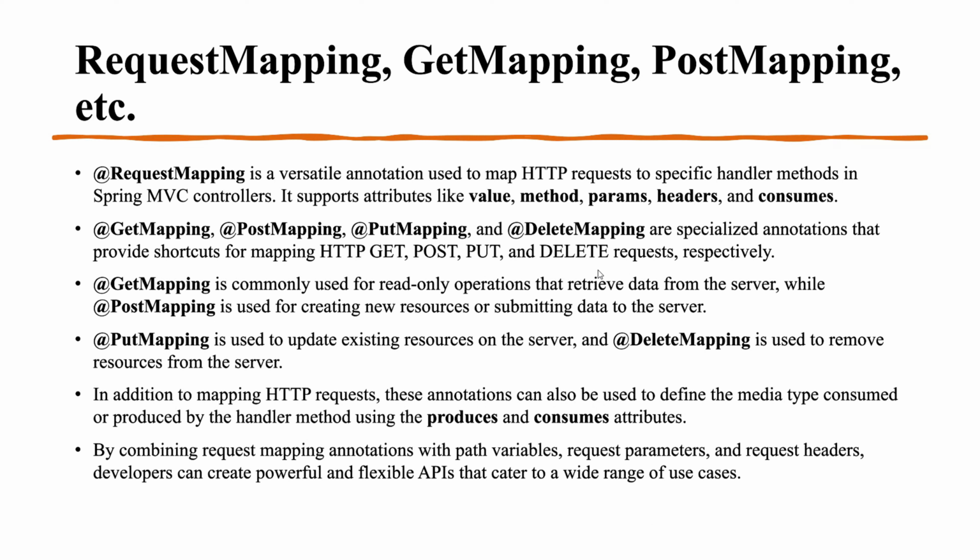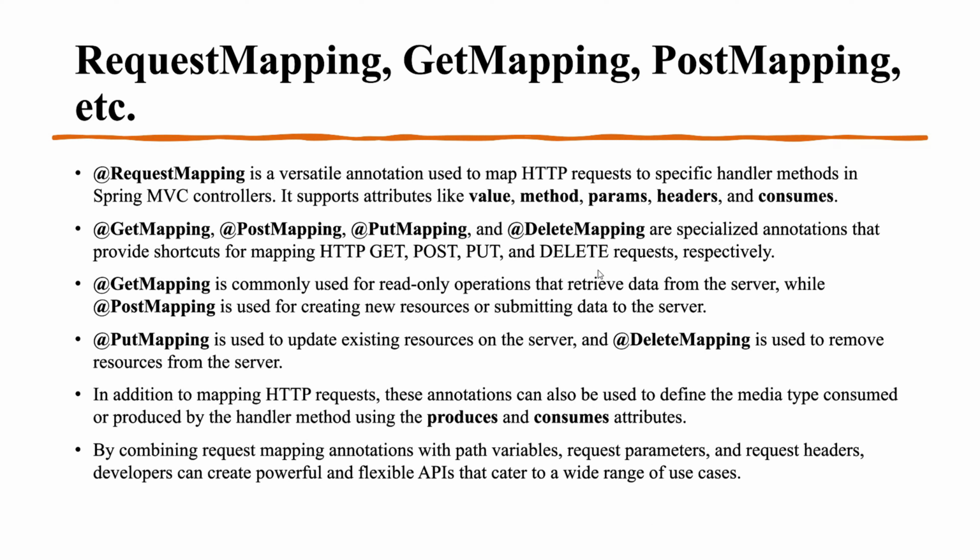So get mapping is used to read data, post mapping is for creating new data, put mapping is to update already stored data, and delete mapping is used to remove a resource from the server. So this is the usage of these four mappings.